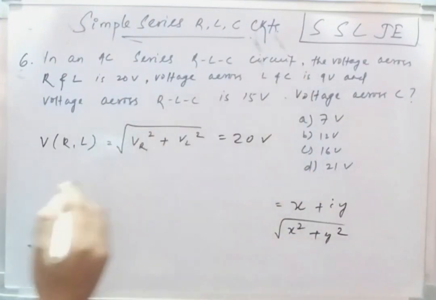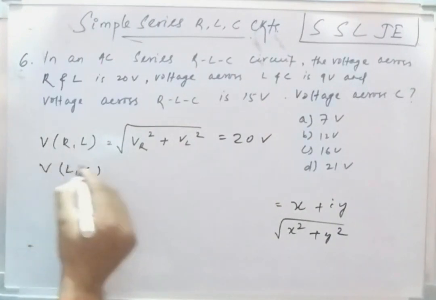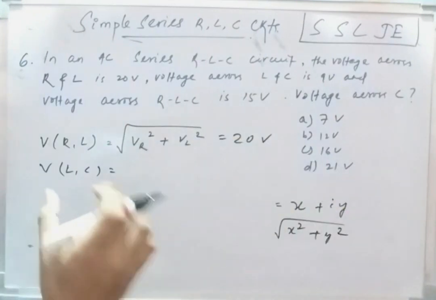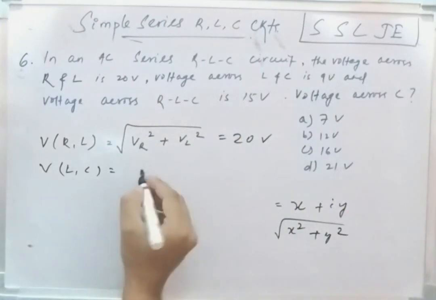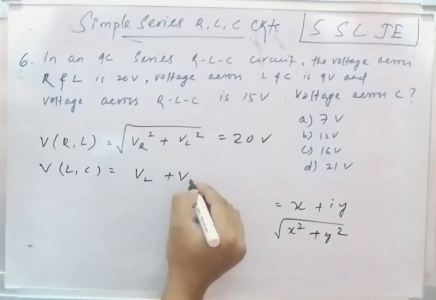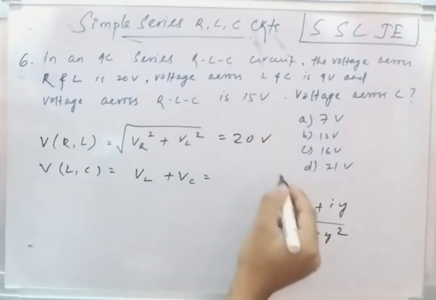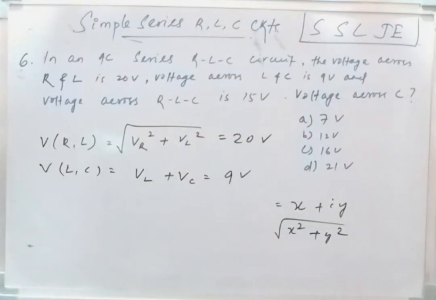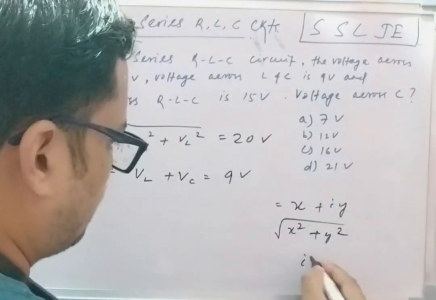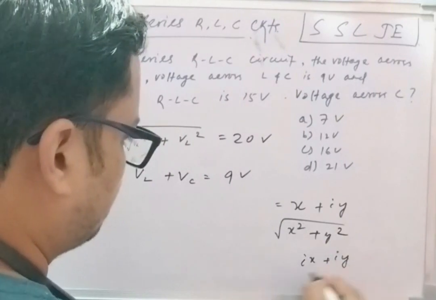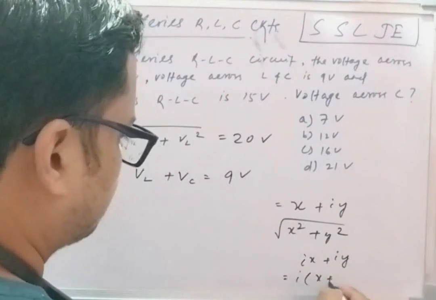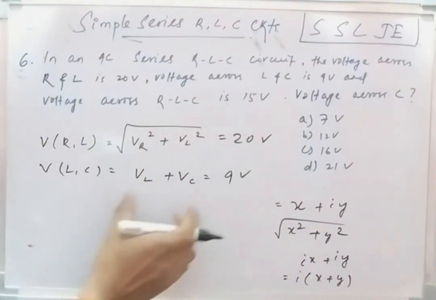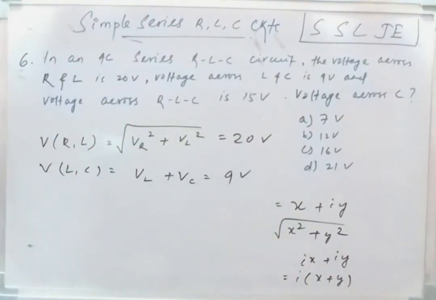And like this, the voltage across L and C: both L and C are in the imaginary part, so you can add them algebraically. So VL plus VC equals 9 volt, because both are in the imaginary part, like ix plus iy, you can write it as i into x plus y. So you can add the imaginary parts algebraically. Here we can write VL plus VC is 9 volt.